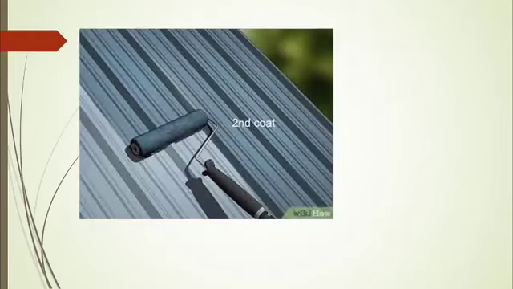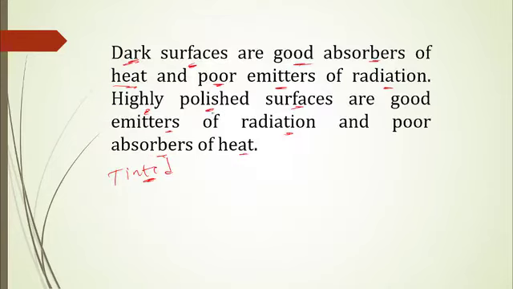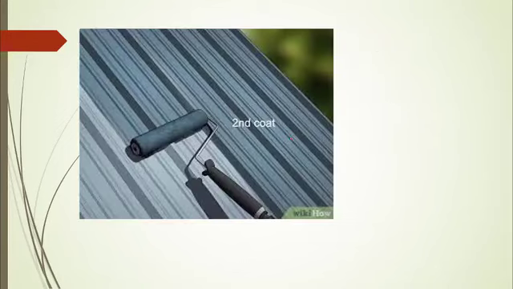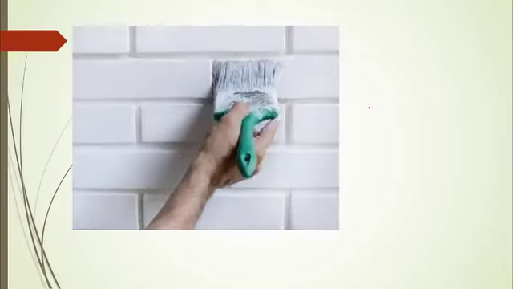On the other hand, we say that coated or highly polished surfaces are good emitters of radiation and they are poor absorbers of heat. That explains why aluminium roofs in our houses are well coated. When they are coated, it helps to keep the internal structure of the house as cool as possible because it reflects heat away and they are poor absorbers of heat.